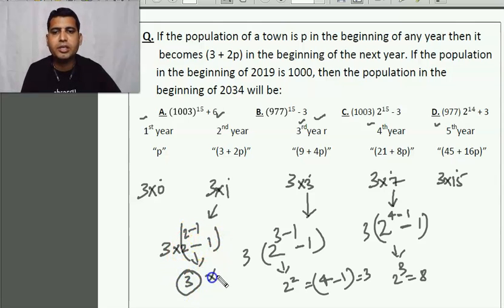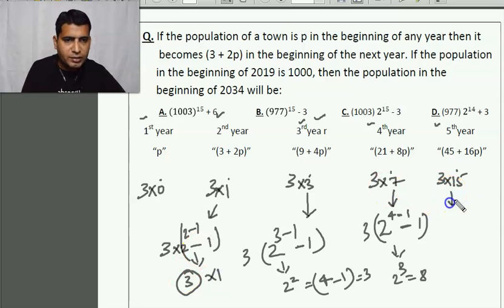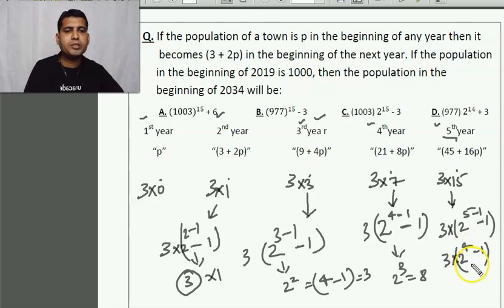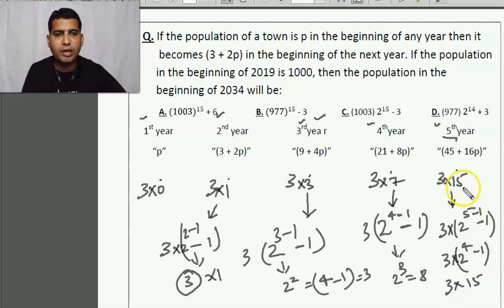I will get 3 into 1 here. Likewise here also I can write it 3 into 2 to the power, it's fifth year, so I can write it here 2 to the power 5 minus 1 and then minus 1, which is equal to 3 into 2 to the power 4 minus 1. 2 to the power 4 means 2 to the 4, 2 to 8, 2 to 16, 16 minus 1, it's 15. So I'll get here 3 into 15, which I was seeking for.